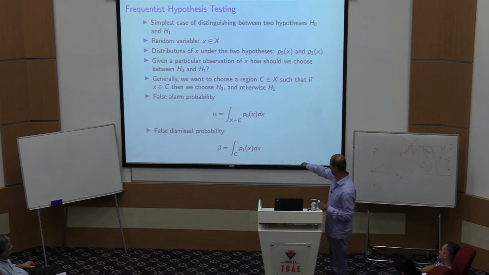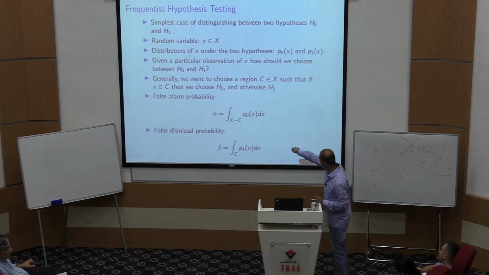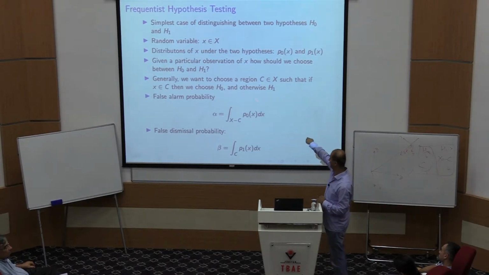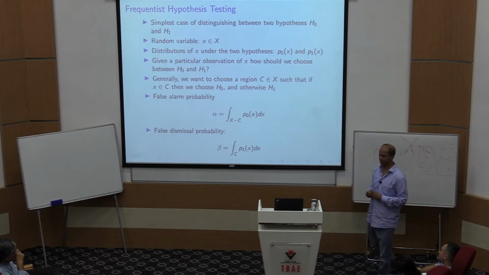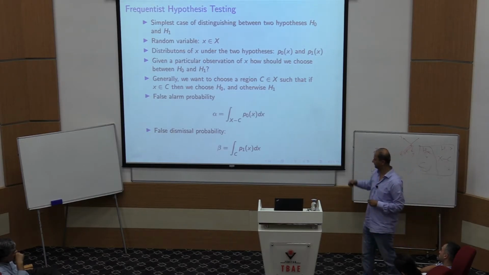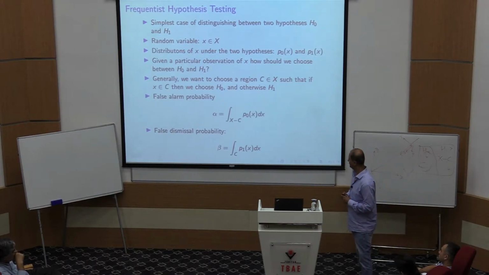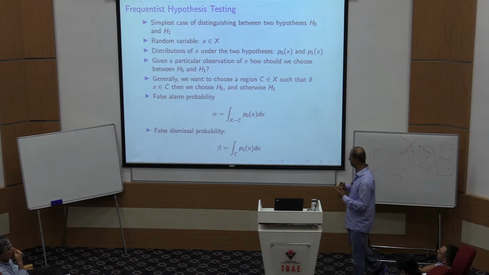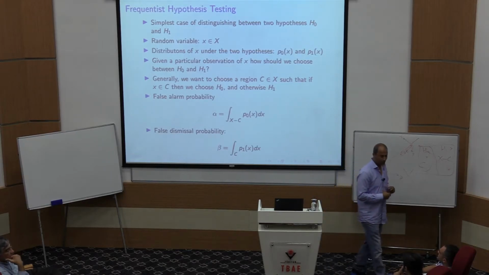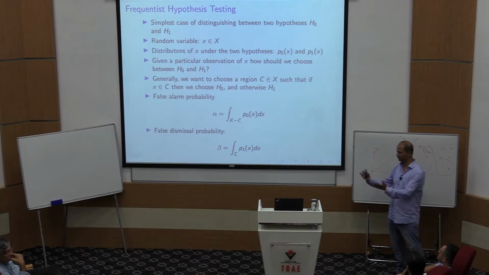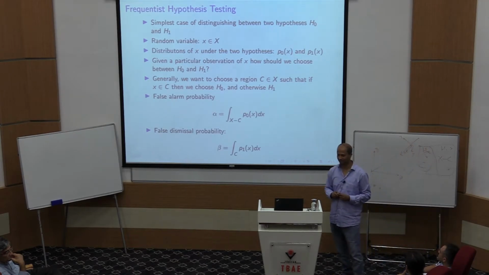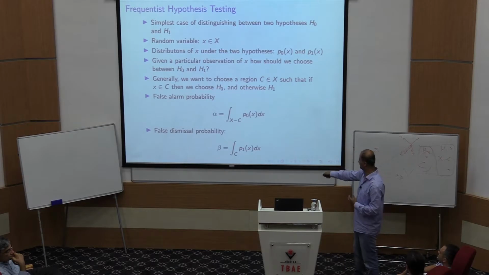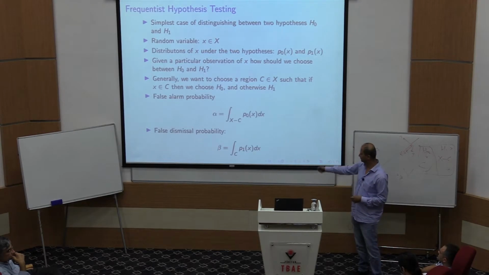So that's the false alarm probability. It's the probability that you are in the region X minus C, but in fact the hypothesis H0 is true, so you have to use the probability distribution P0 of X. That's your false alarm probability. False dismissal probability is the other way around. You missed a signal, right? You could have gone to Stockholm, but you ended up not going because you just had bad luck. That is the case in which H1 is true, but you end up in the region C. So that's your false dismissal probability.